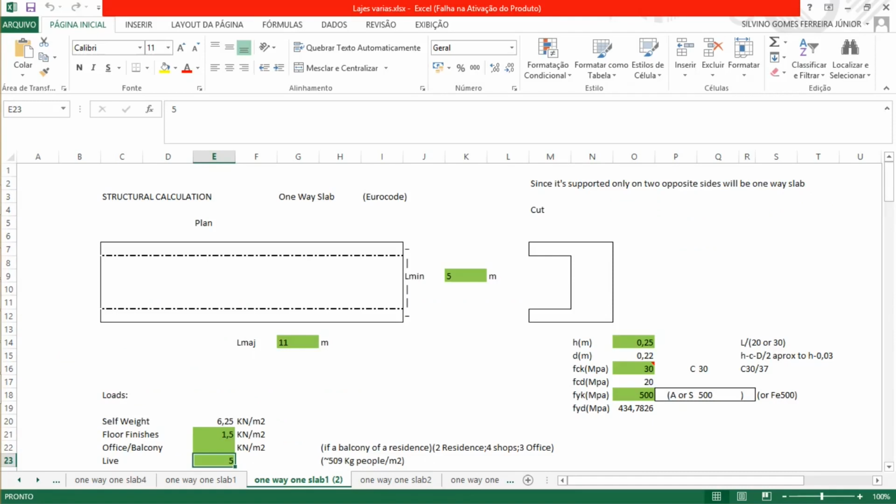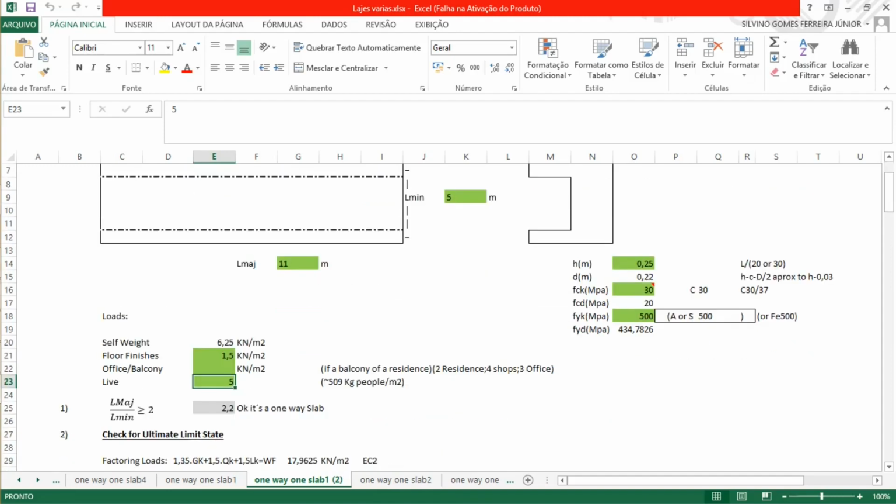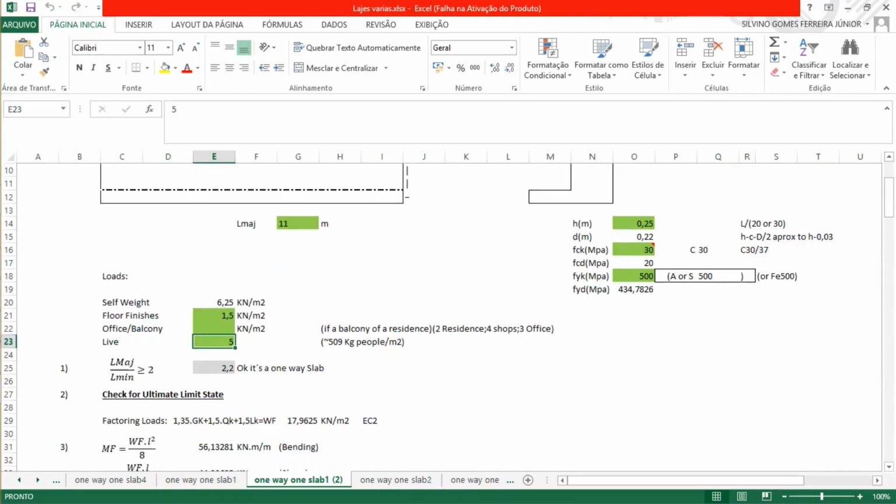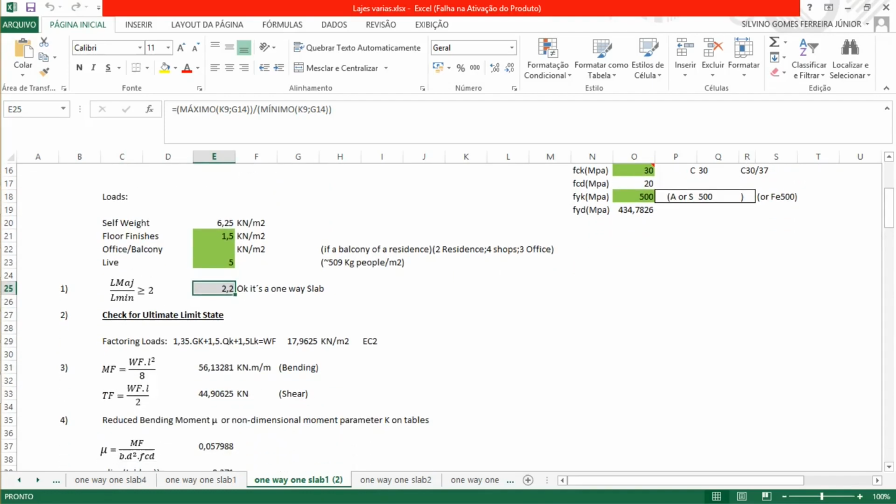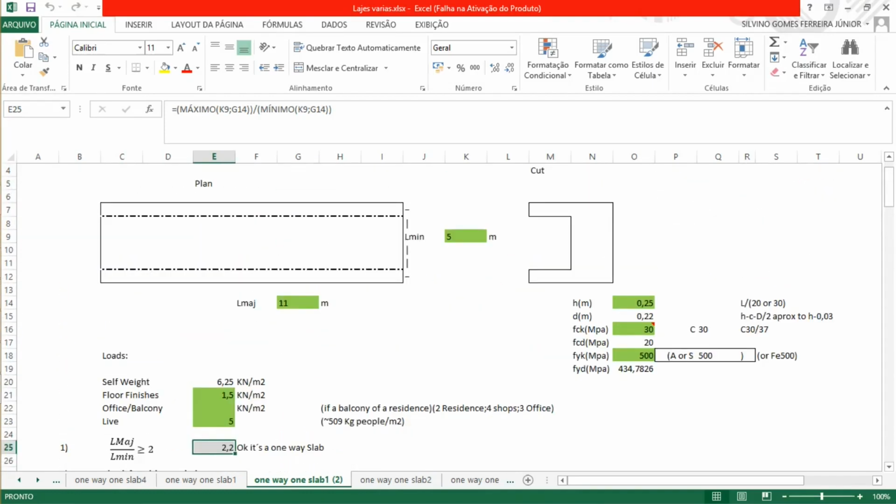Well, we know this is a one-way slab when we look at this and we see that it is supported on two opposite sides, here on the minor side. So immediately we can tell it's a one-way slab. When we don't know, we divide the major span by the minor span. If it gives us bigger than or equal to 2, it's a one-way slab. In this case, it gives us 2.2, so it's a one-way slab.